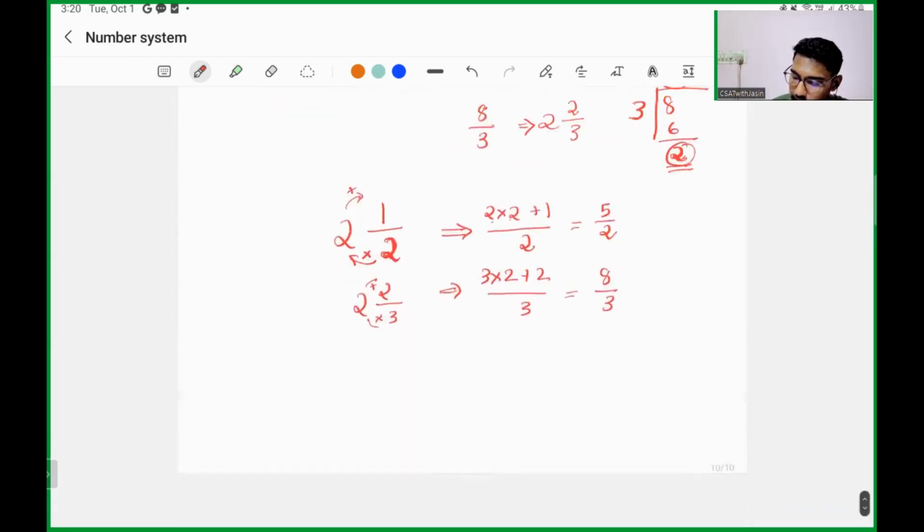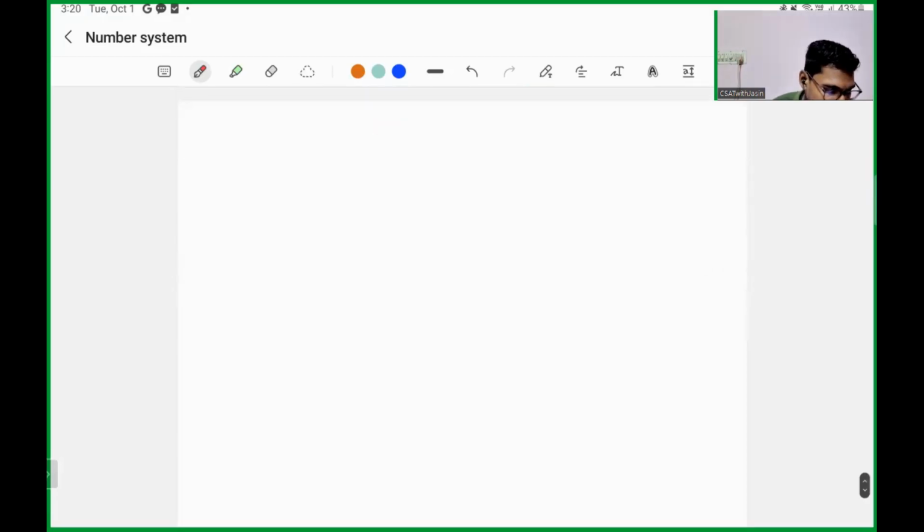Okay, so I'll give you some examples. You have to convert it. First, convert 17 by 8 into mixed fraction form. 17 by 8 is an improper fraction. You convert it into mixed fraction.